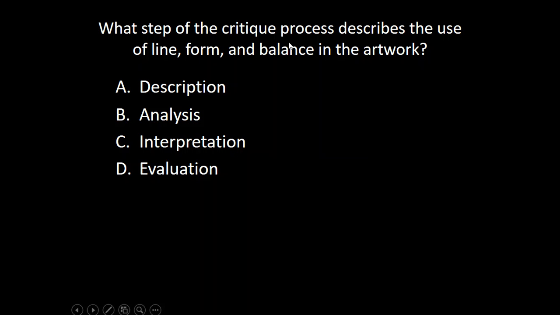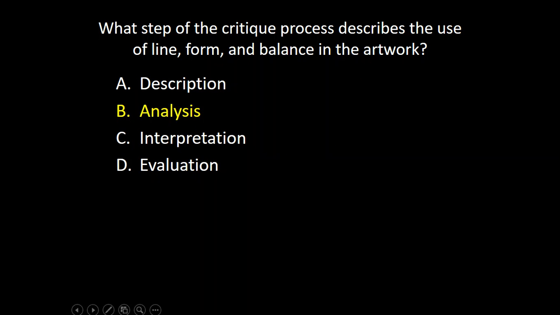So here's your quiz. What step of the critique process describes the use of line, form, and balance in the artwork? Is it description, analysis, interpretation, or evaluation? So remember, what are line, form, and balance, right? Those are elements and principles of design, right? So which step did we talk about the elements and principles of design? That was your analysis, where you went a little bit deeper, remember?